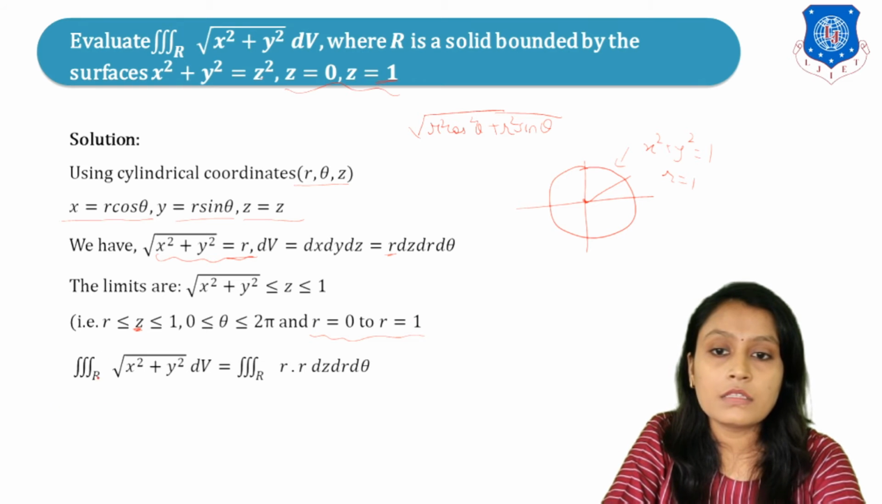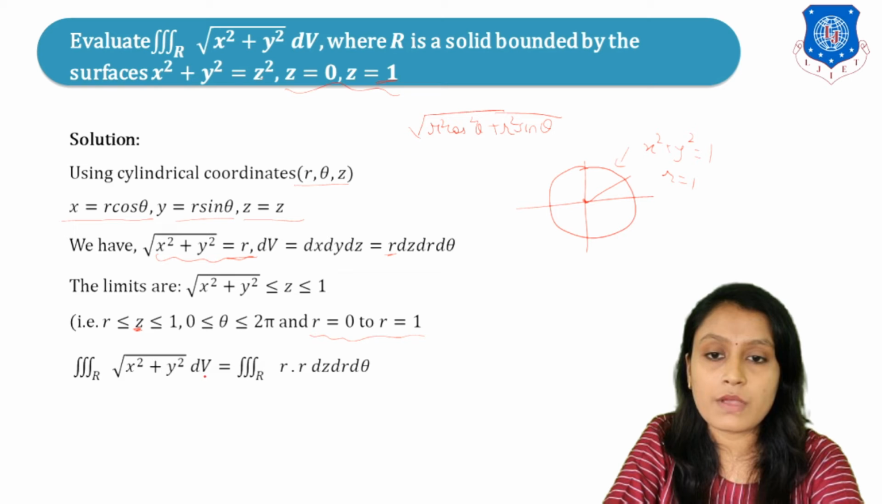Now this triple integration over region R of under root x square plus y square dv is equal to triple integration over region R. Now this under root x square plus y square is r, so just write down r, and in place of this dx dy dz we will write r dz dr d theta.